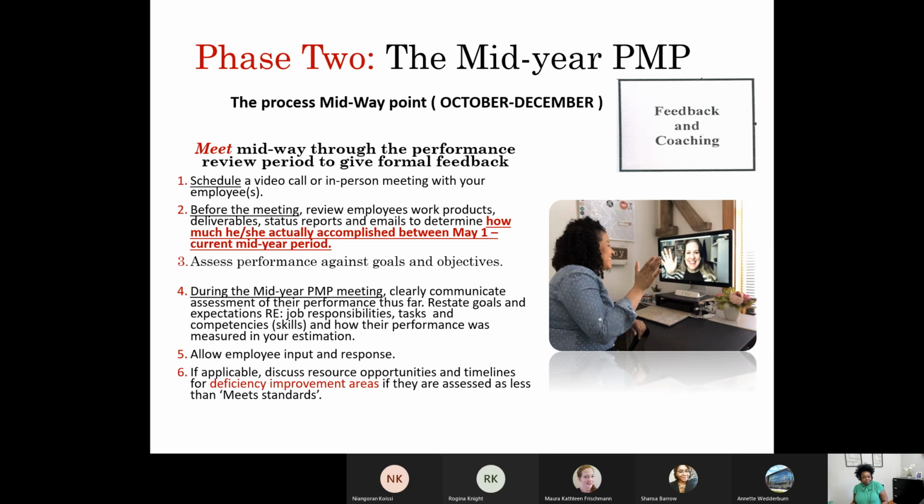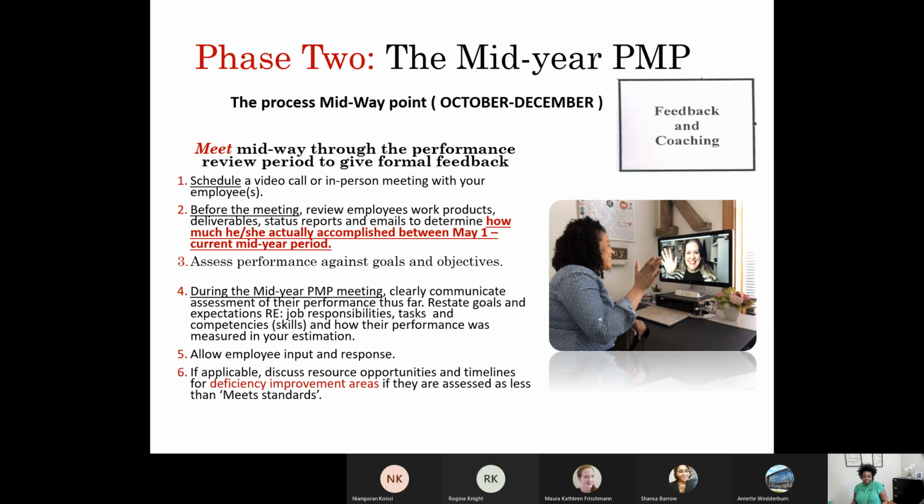In that meeting, you clearly communicate your assessment of their performance thus far. It's important to restate the goals and expectations of the job responsibilities and tasks and all of the things that you've talked about before, and let them know in your estimation how they're doing. Allow for their input and their response, of course, and if applicable, discuss more opportunities and timelines. If there are areas where there's a deficiency and improvement is needed, you definitely have to let them know about that and then give them time.